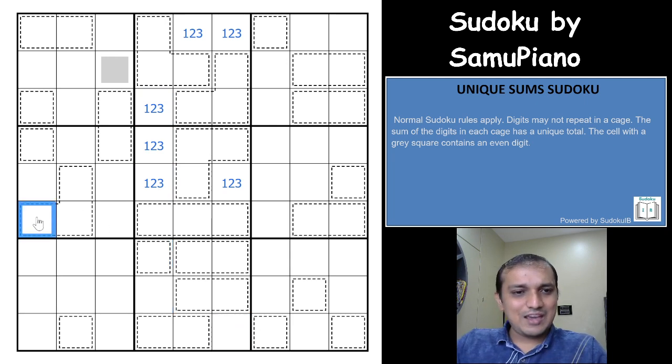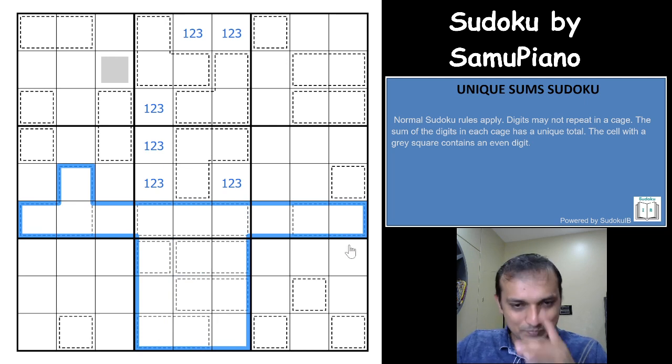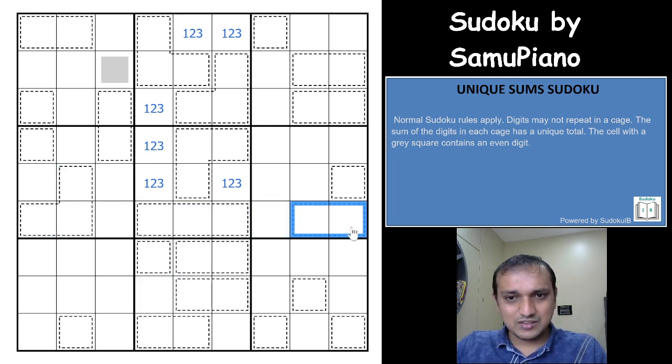4 and 5 plus 9 is 44, and this would have to be 1. Again, this logic actually fulfills both the box and the row simultaneously. So which means the sum of this thing is 11.